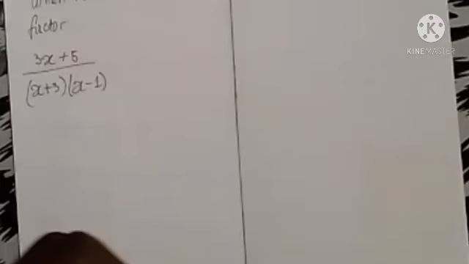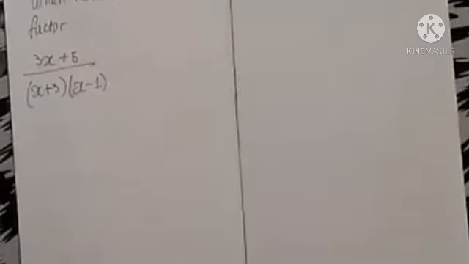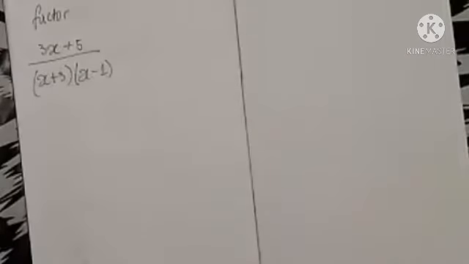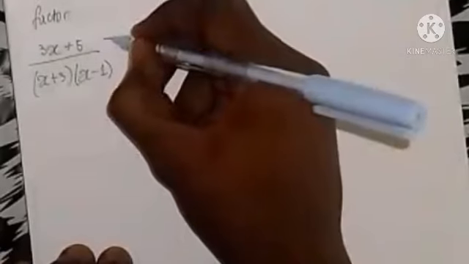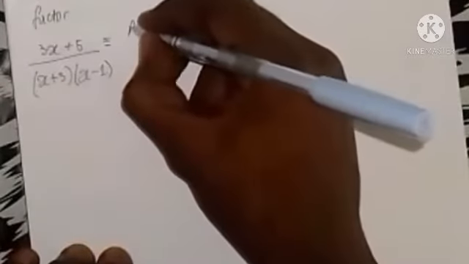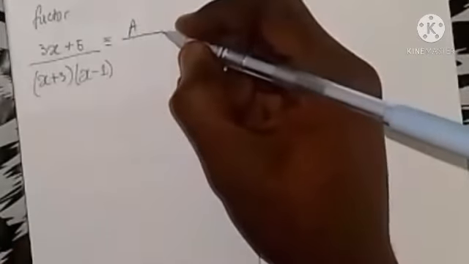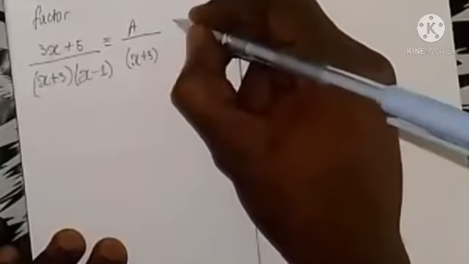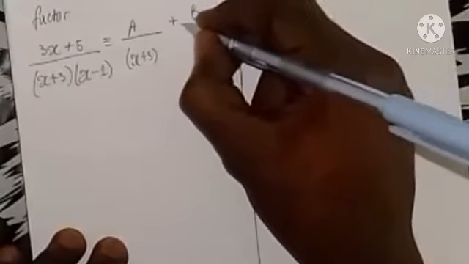This particular problem can be approached in two different methods. Let's begin with the first. Before we start solving, we're going to represent this in this way. We are going to say it's identical to a, which can be any constant, divided by this first linear factor here, x plus 3, plus b over x minus 1. This is the general form.